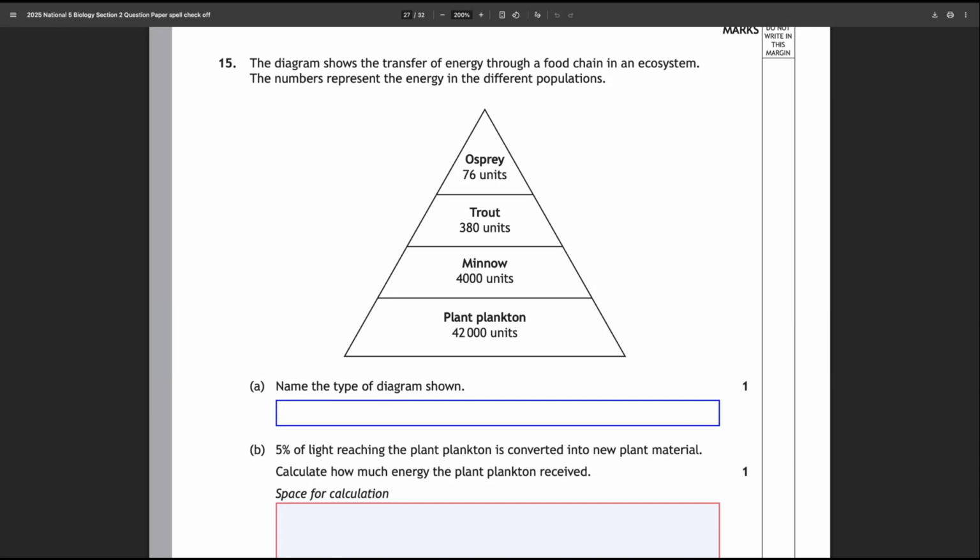The diagram shows the transfer of energy through a food chain in an ecosystem. The numbers represent the energy in the different populations. So what we have to do is name the type of diagram shown.